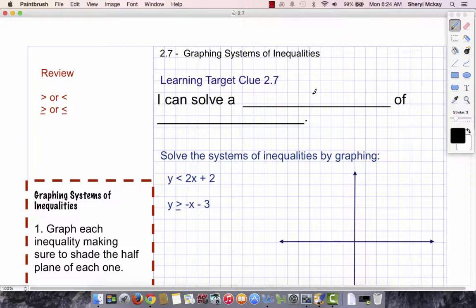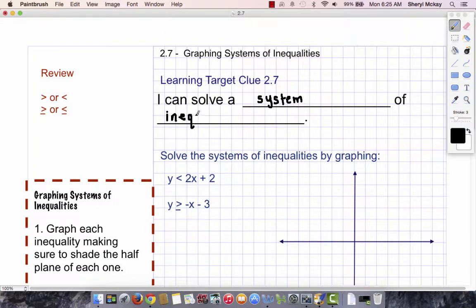This is clue 7, and it's all about graphing systems of inequalities. So let's go ahead and start by writing our learning target. I can solve a system, so write the word system, of inequalities.